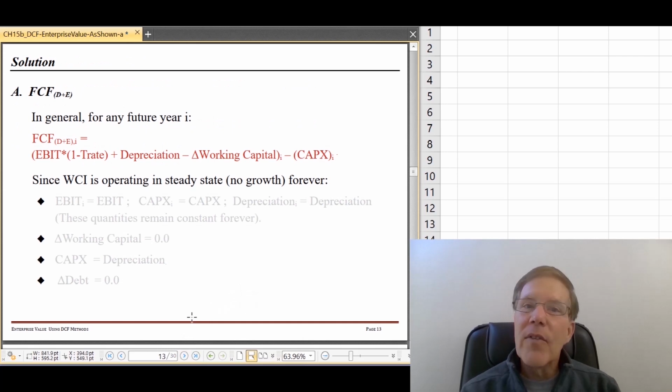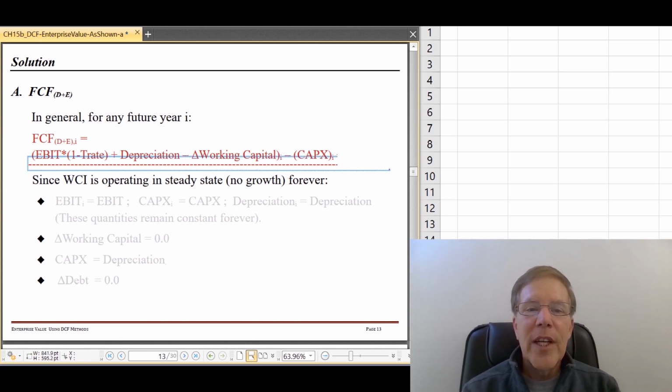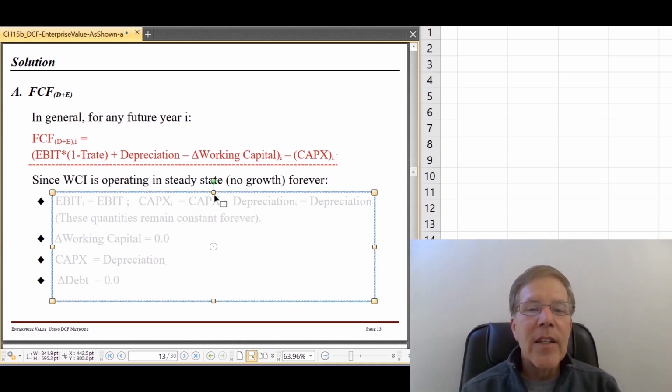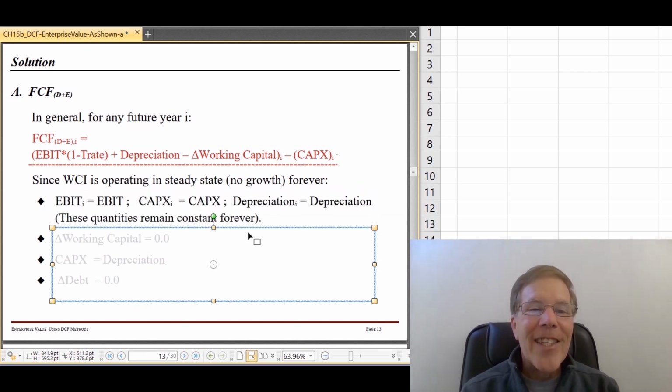Okay, so let's go ahead and help our managing director out and solve this. So the first thing we want to remember is our formula for general case free cash flows in the future with simple accounting, right? And then we're so happy. This makes things so easy for us because WCI is operating in steady state forever.